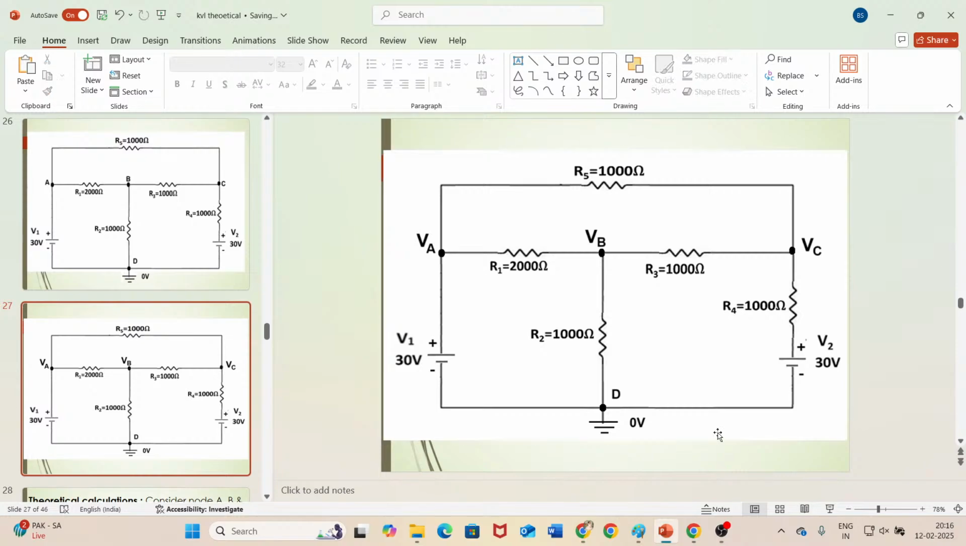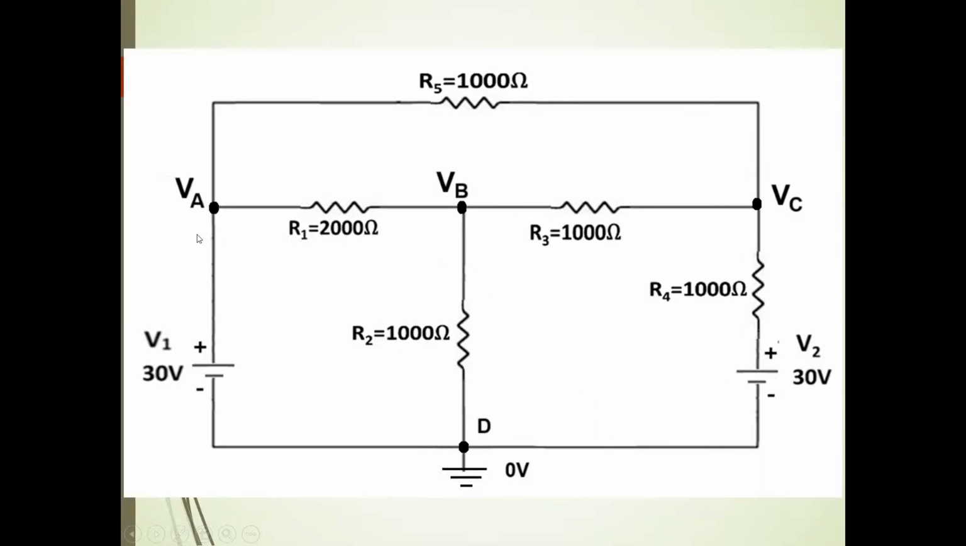Okay, mention the node voltages. I have mentioned VA, VB, VC, and this is my reference node, 0 volts. No need to draw again and again; just do the modifications in the same circuit. So VA, VB, VC, and 0 volts. Okay, we have mentioned the node voltages now.